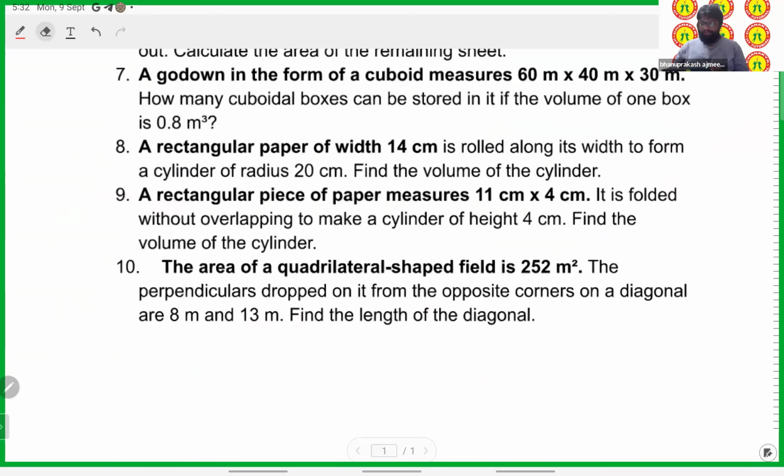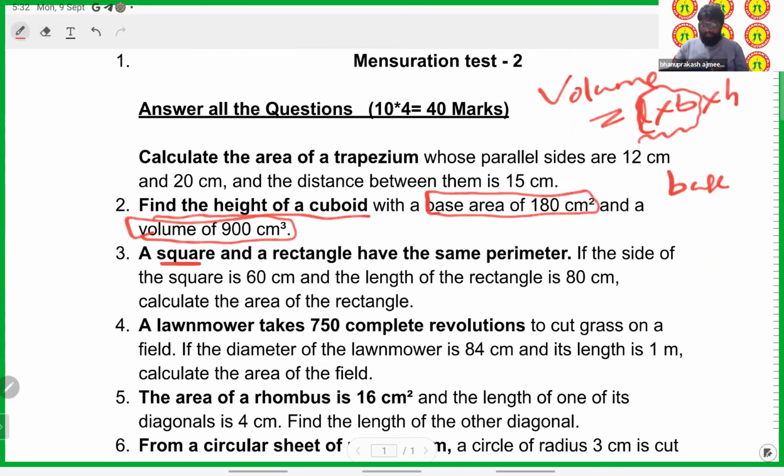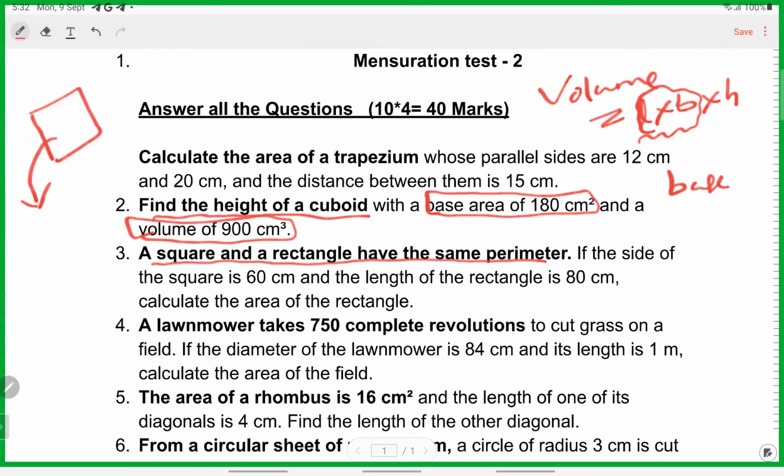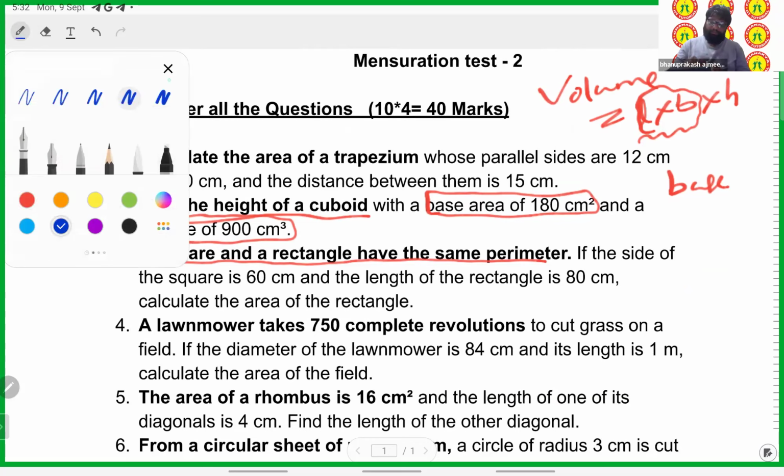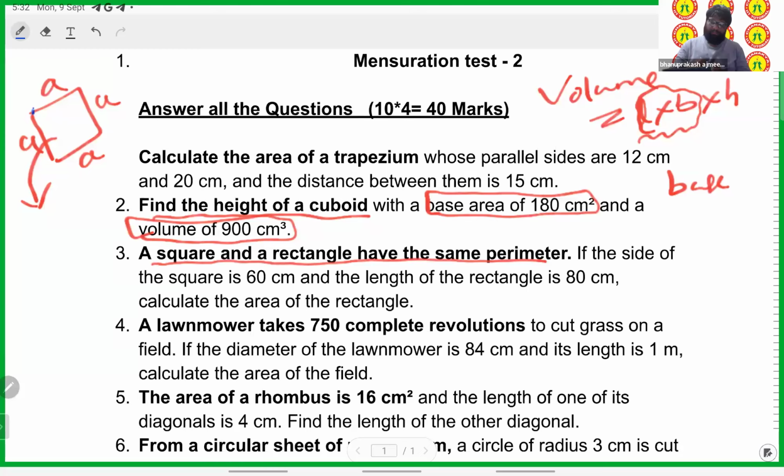Let's move on to the third question. A square and a rectangle have the same perimeter. This is a square. What is the perimeter of a square? If a side of the square is A, and I walk from this point along all the boundaries and reach this point again, the distance traveled is A from here to here, plus another A, another A, and another A. Overall it is 4A. This is the perimeter of a square.